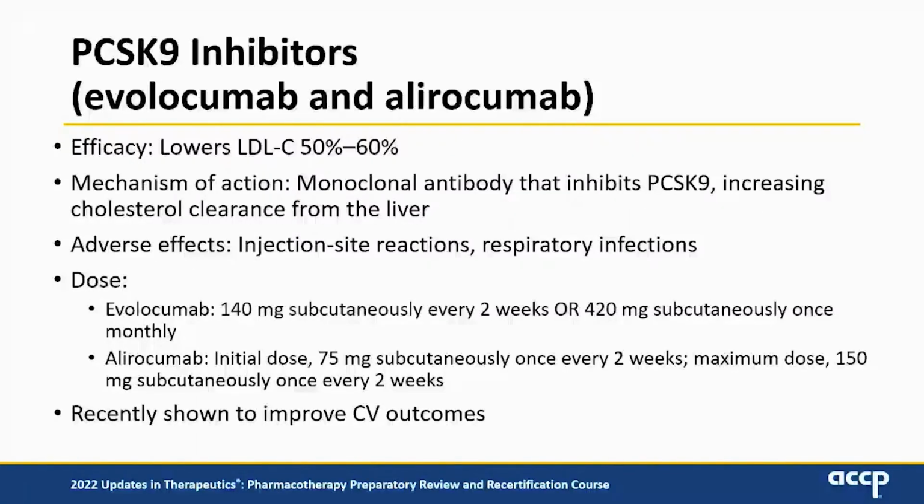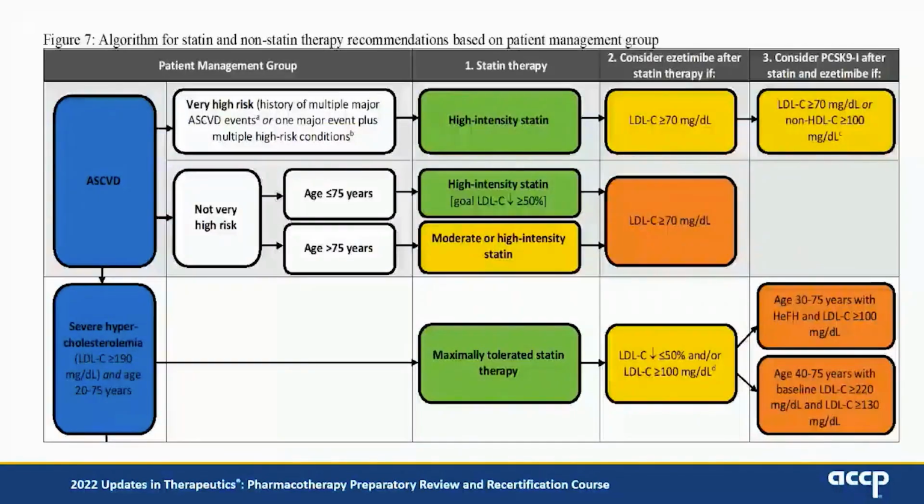The other drug class is our PCSK9 inhibitors. So these are evolocumab and alirocumab. These have very potent LDL lowering effects of 50 to 60%. They are monoclonal antibodies that essentially increase cholesterol clearance from the liver. The main side effects here are injection site reactions. So you'll note these are subcutaneous injections given every 2 or 4 weeks, and then respiratory infections. And these have been shown to improve cardiovascular outcomes in a number of recent clinical trials. So the way our guidelines say to consider non-statin therapy is they say we'll always think about ezetimibe first, and then we can consider adding on a PCSK9 inhibitor after that if we still need to.